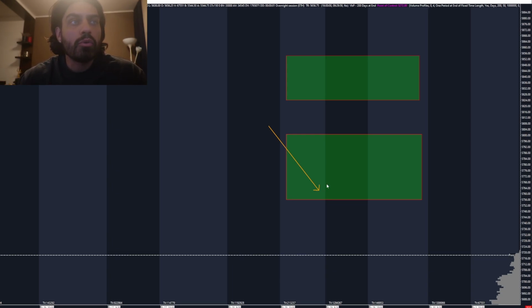So if we close the RTH within this region, my expectations are for prices to fail at the tops of this area, right, to continue that downside momentum and eventually move to the downside.